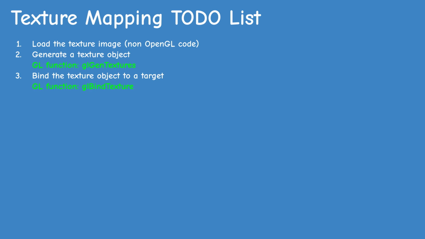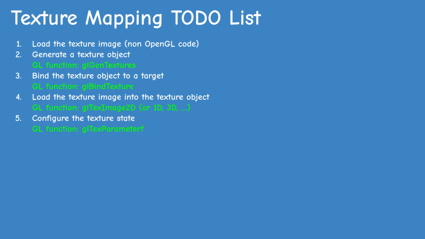We need to bind the texture object to a target. This tells OpenGL whether the texture that we are creating is 1D, 2D, 3D, etc. Now comes the time to load the texture data from the CPU memory into the GPU. After that, we configure various texture-related configurations such as minification and magnification filters. At this point, our texture object is ready.